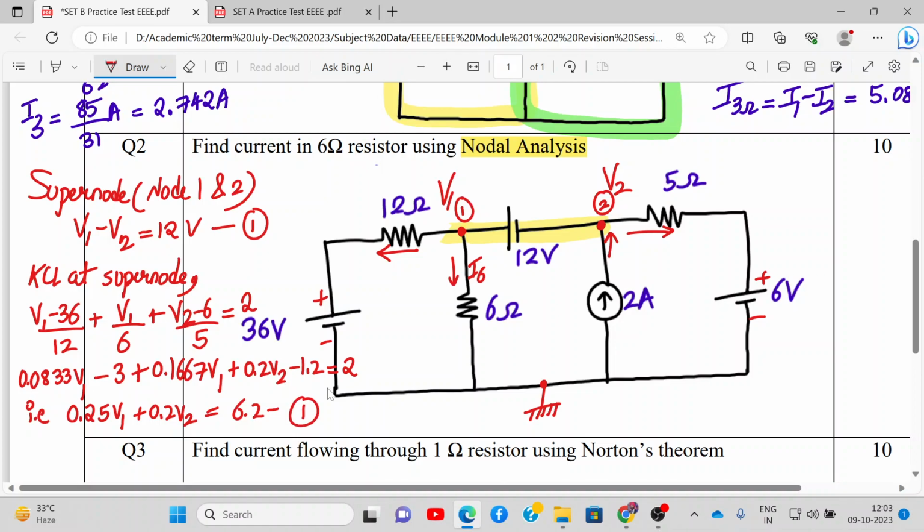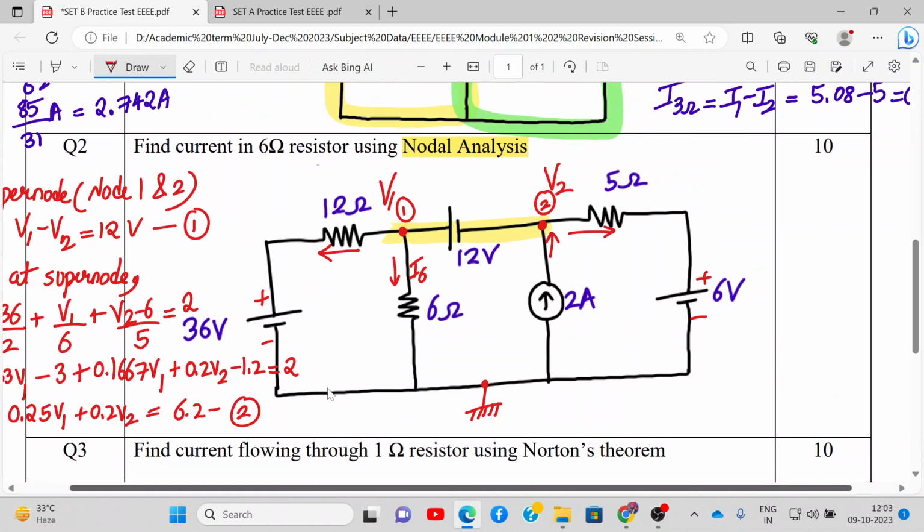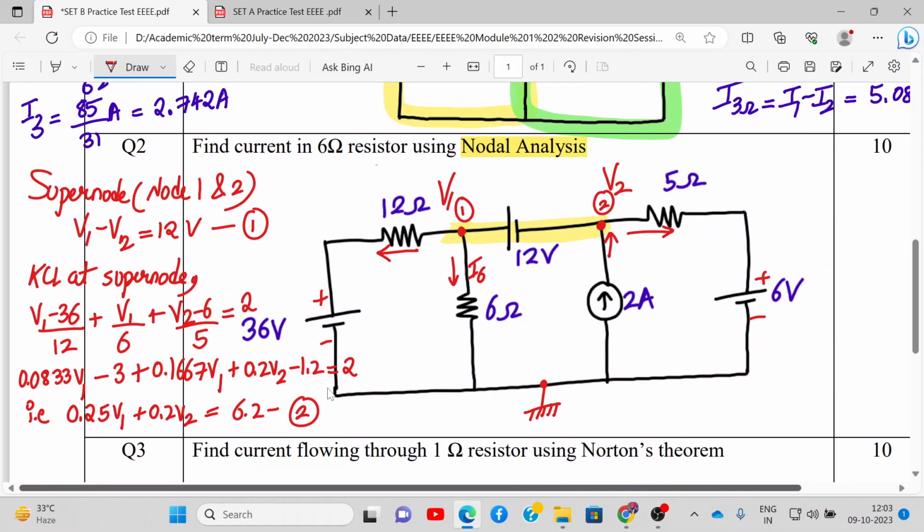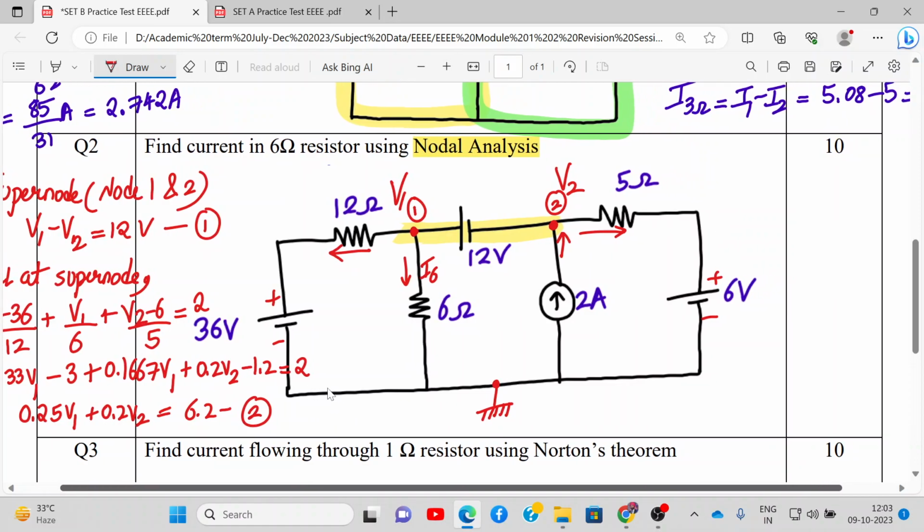Let's call this equation number 2. So this is my equation number 2. Basically we are finding V1 and V2, and we got two equations relating that. So let's solve it simultaneously. So we write it in the form of matrix.